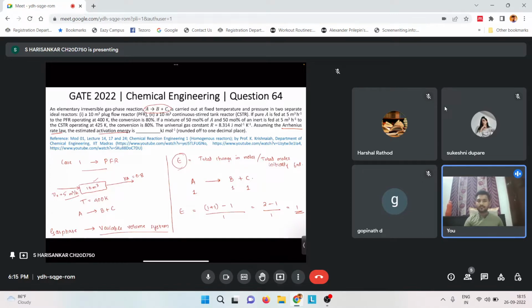We'll find the epsilon like this. We can write the reaction A gives B plus C, and we can find the epsilon as the total moles of product minus total moles initially fed, divided by total moles initially fed. Total moles of product is 1 plus 1, that is 2, and total moles initially fed to the reactor, in the case of PFR, is only pure A. So it is 1. So 2 minus 1 by 1, and the epsilon will be 1. Now the same thing we need to calculate for CSTR.